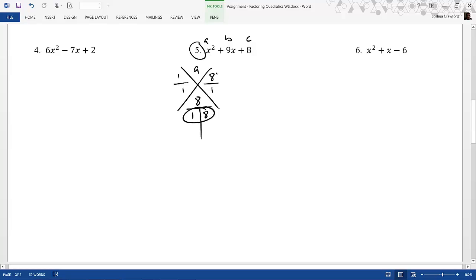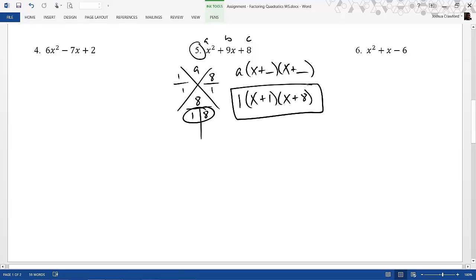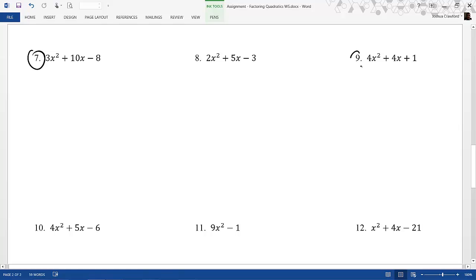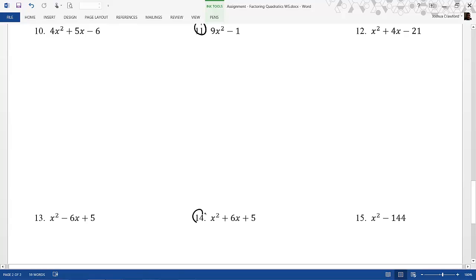1, 8. Put in your form, A times x plus blank times x plus blank. A is going to be 1. X plus your first fraction, 1 over 1, so x plus 1. Then x plus your second fraction, which is 8 over 1, so 8. And that is it. Easy. That was an easy one. Okay, moving on. Let's go ahead and do 7, 9, 11, and 14.